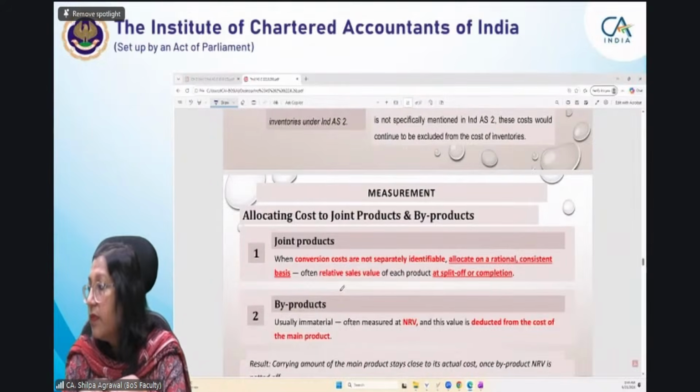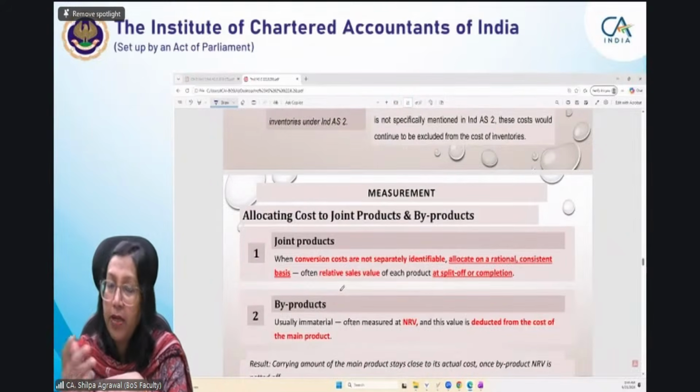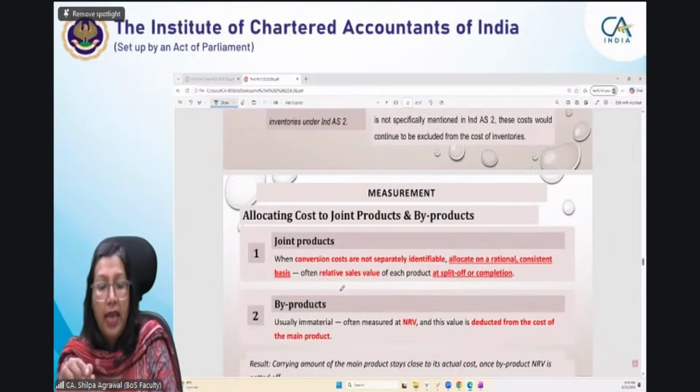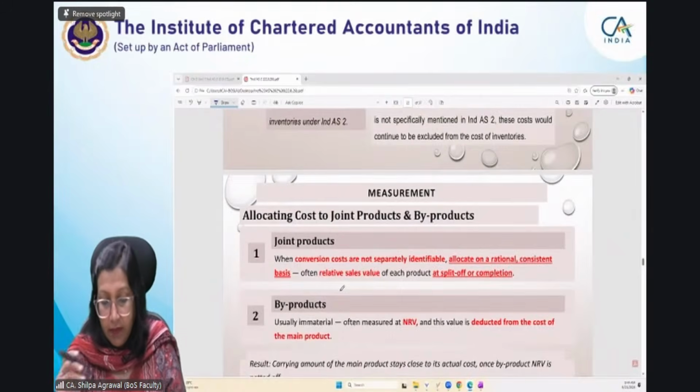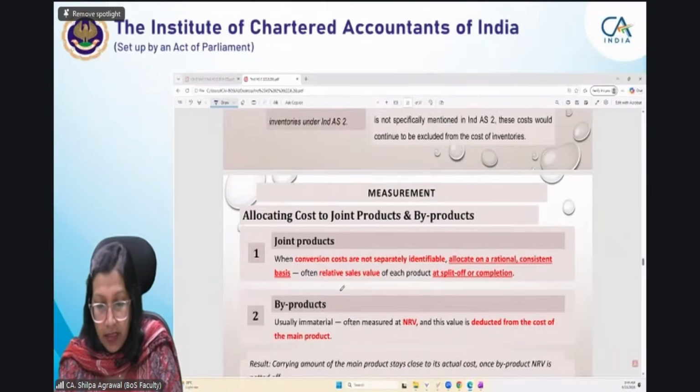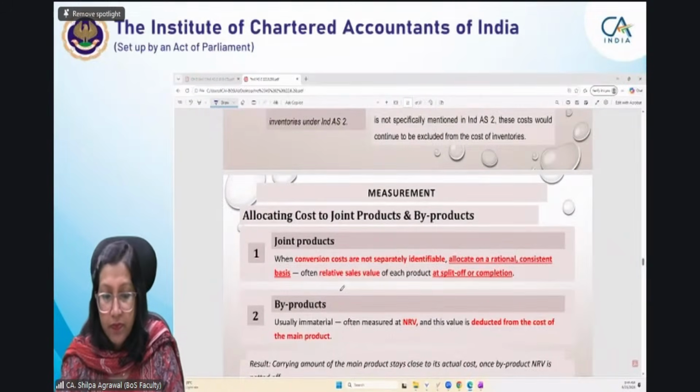Like petroleum products also. Yes, for petroleum products also. I took the example of coconut because it would be easy to understand. Now, when they are joint products and when they are byproducts, we have to first see what the accounting will be. Where should I explain to you?